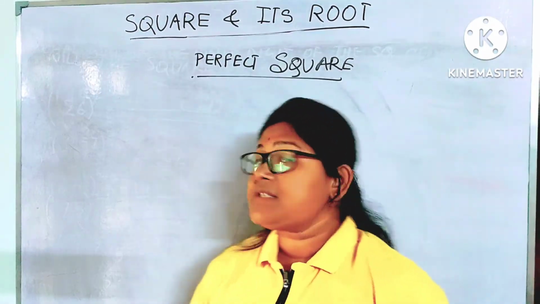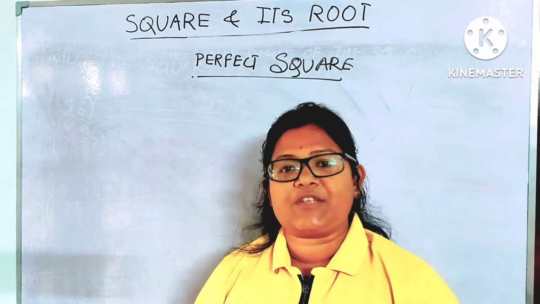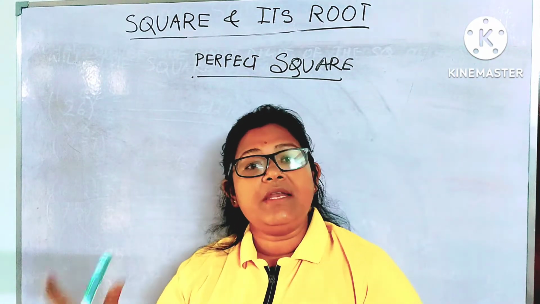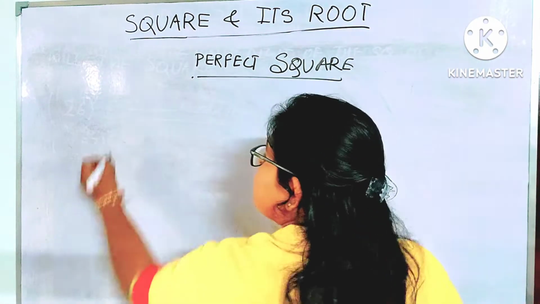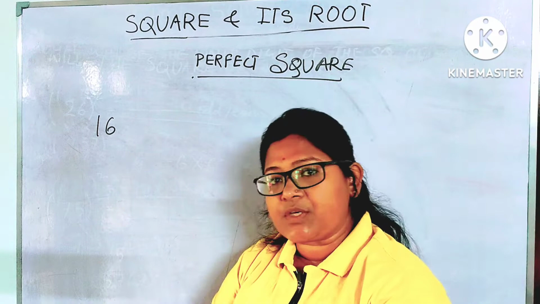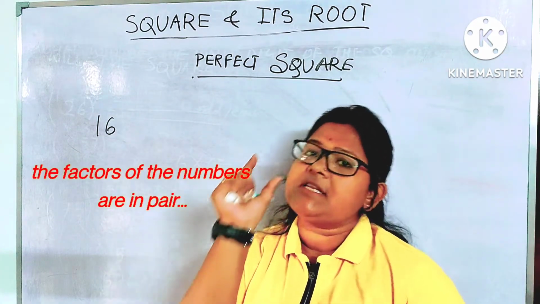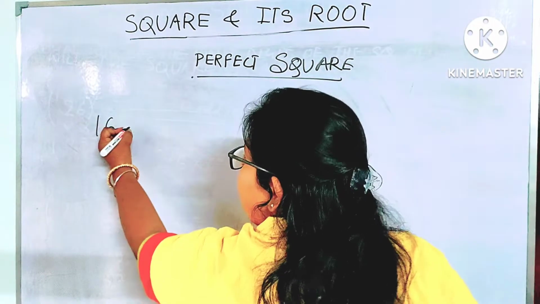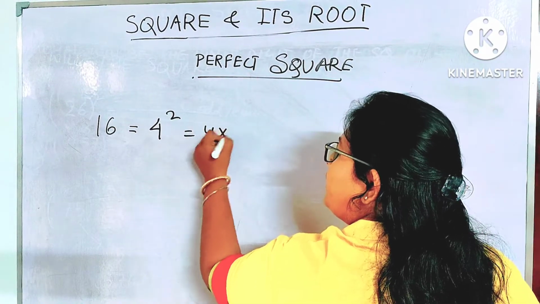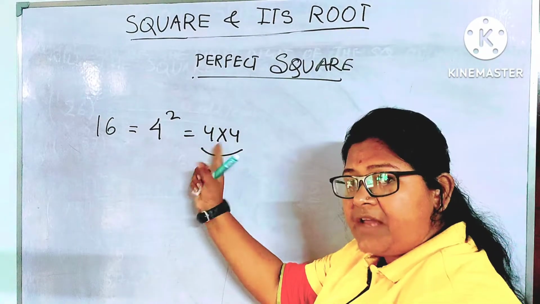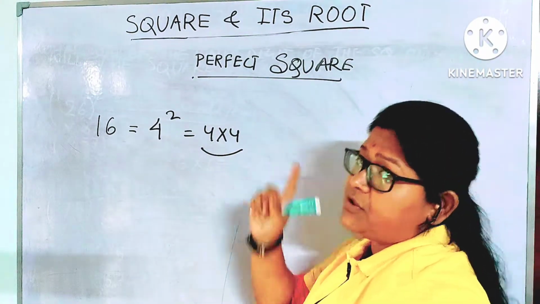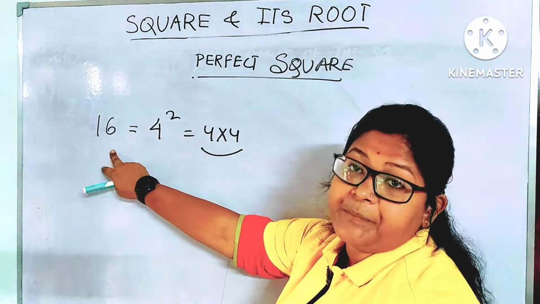Okay? My next topic is perfect. No, it's not perfect, it's actually perfect square. What do you mean by perfect square? Any number, let's consider 16, for example. Any number will be considered to be a perfect square if the factors have a pair. What do I mean by that? 16 means 4 square. That means 4 into 4. So, it has a pair. 4 has a pair. A friend. 4 has another friend. Are there any other numbers left? No. So, I can say 16 is a perfect square.